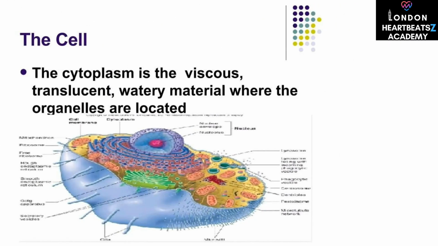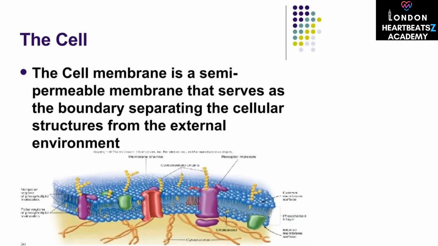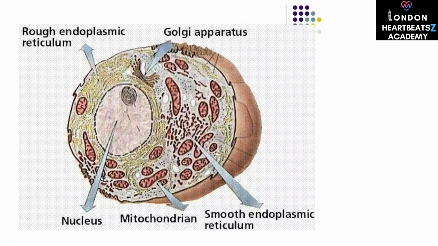and the cell membrane. The cytoplasm is the viscous, translucent, watery material where the various organelles are located within the cell. The cell membrane is a semi-permeable boundary, separating cellular structures from the external environment. This structure allows the cell to regulate what enters and exits. Major organelles include the nucleus, the rough and smooth endoplasmic reticulum, the Golgi Apparatus, and the mitochondria.